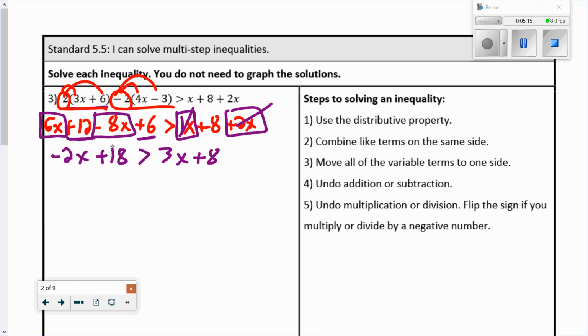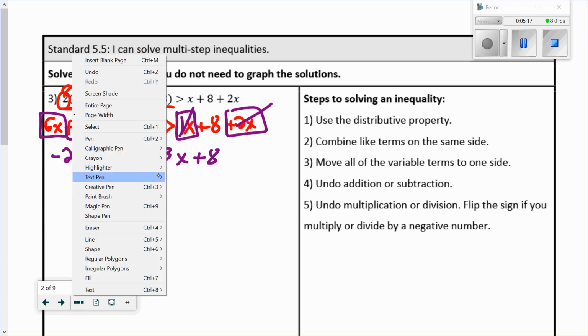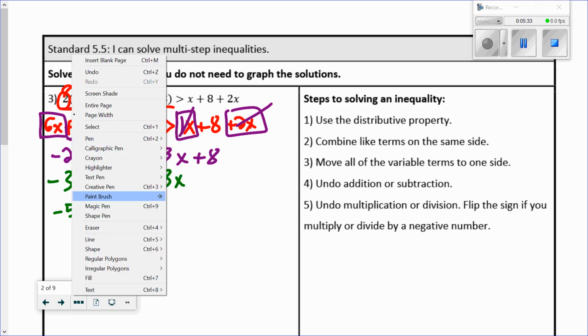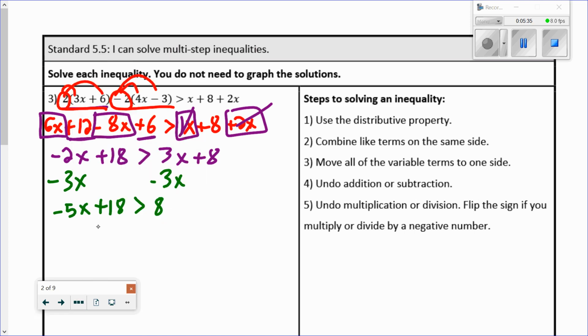My next step was green. I had to move my letters to the other side, so I'm going to do minus 3x to get it on the left, because that's where I want it. Negative 5x plus 18 is greater than 8. And then blue: minus 18 and minus 18 on the other side of my inequality. Negative 5x is greater than negative 10. 8 minus 18 equals negative 10.